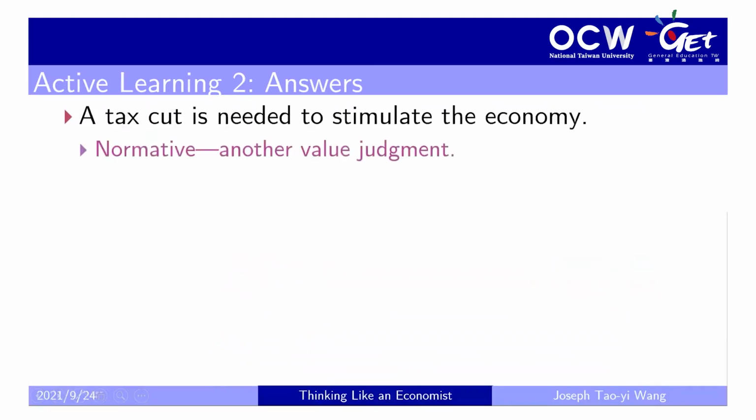Okay, so a tax cut is needed to stimulate the economy. If this were a positive statement, it should say a tax cut will stimulate the economy. For that statement, you can collect data to see, oh, these countries had a tax cut, those countries did not, and see if the economy is stimulated or not. You can do that. But when you say a tax cut is needed to stimulate the economy, you have this value judgment embedded here that somehow it's needed. So that part is a normative statement.